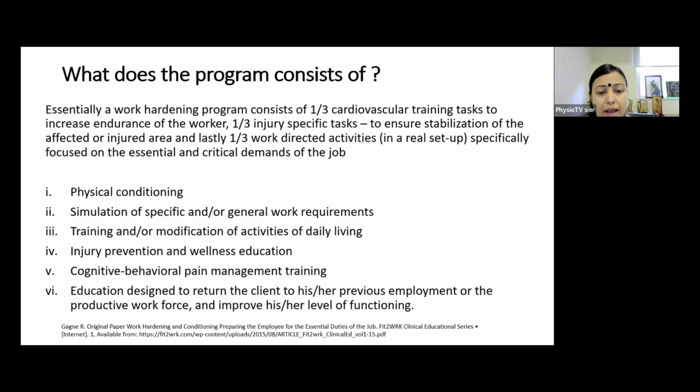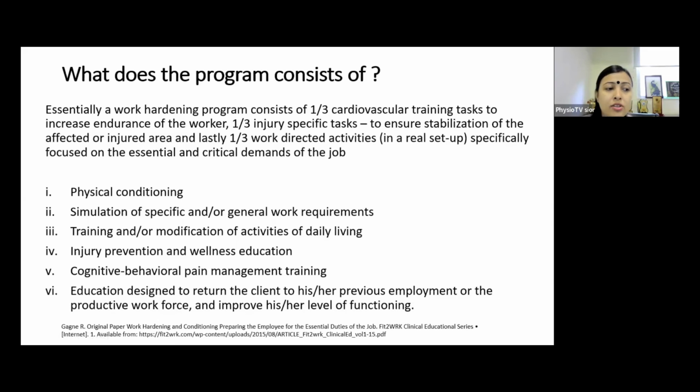Cognitive behavioral pain management training. Now that is something very, very important. That is why a psychologist is also part of this program. So cognitive behavioral pain management also, so that the association of the worker with that particular episode, sometimes as simple as pain or sometimes as complex as an accident at the workplace. So to gradually take the person out from that association of that negative episode at the workplace, cognitive behavioral pain management also has to be part of work hardening program.